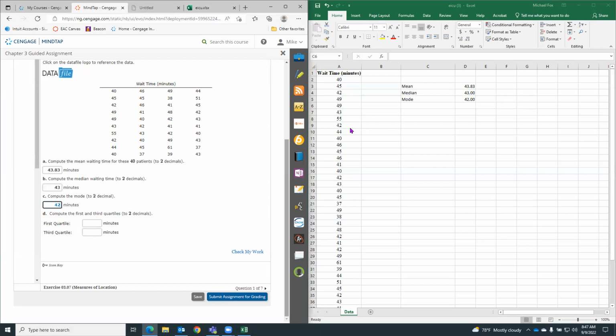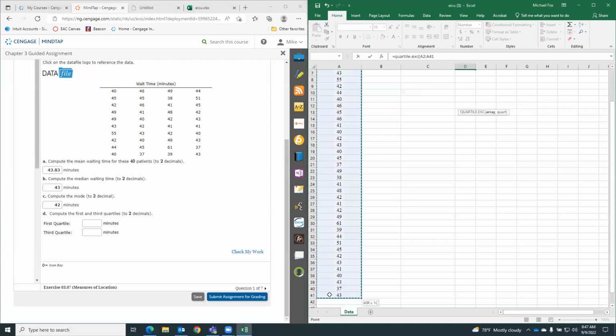Then it wants us to do the first quartile and the third quartile. So it's QUARTILE.EXC. The array means highlight the data set, the numbers you want to look at, and then the quartile. So for the first quartile, I'm just going to put 1. It'll look like this: equals QUARTILE.EXC, the data set A2 through A41, and then 1 for the first quartile.